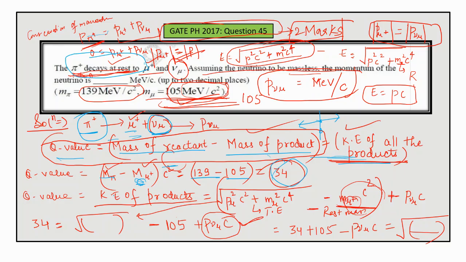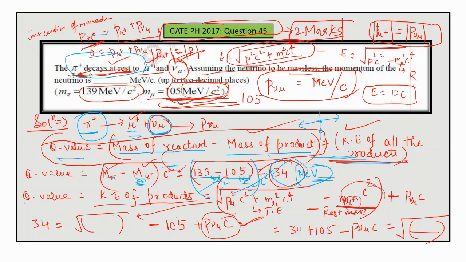Now use the other part of the formula. MeV. Because 139 MeV by c square, this is also MeV by c square. It has c square outside. So c square cancels. So it will be MeV.